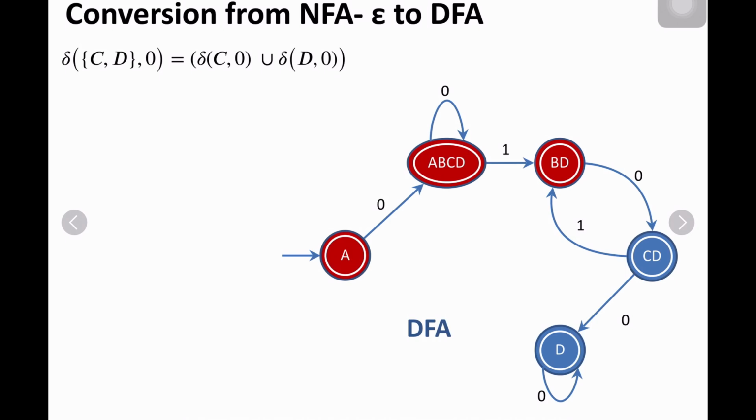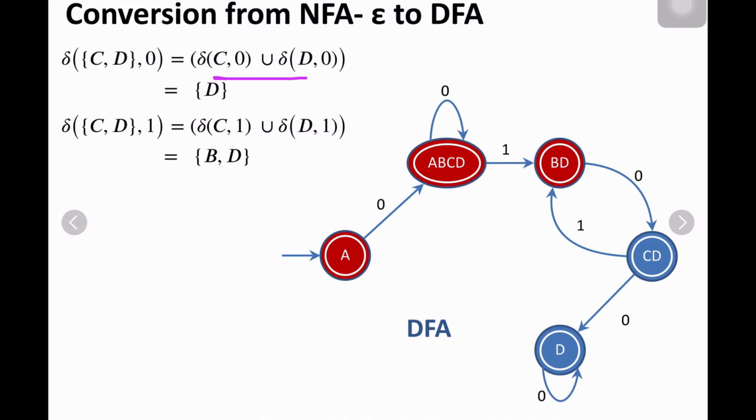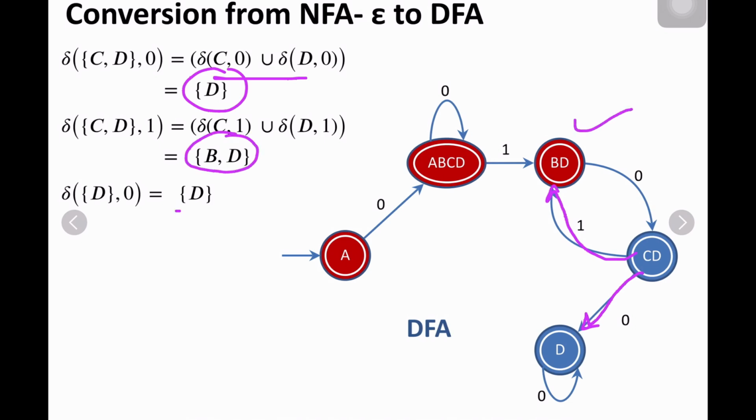CD on 0, you can split again: C on 0 union D on 0. Here it is D, right, D will go to D on 0. Then CD on 1 you will get BD. So BD is already completed. Then finally D is a new state. D on 0, D only. D on 1, there is no transition at all, right?